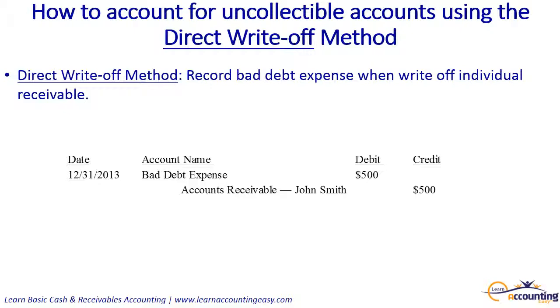When we believe the customer is not going to pay us, at that time, we go ahead and record bad debt expense. And as you can see here in the journal entry, we just debit bad debt expense and credit accounts receivable.